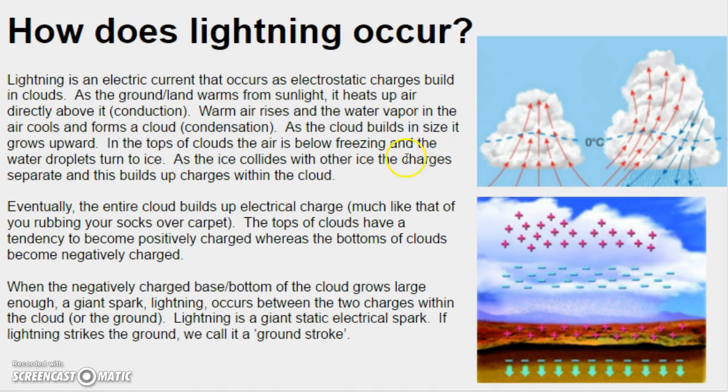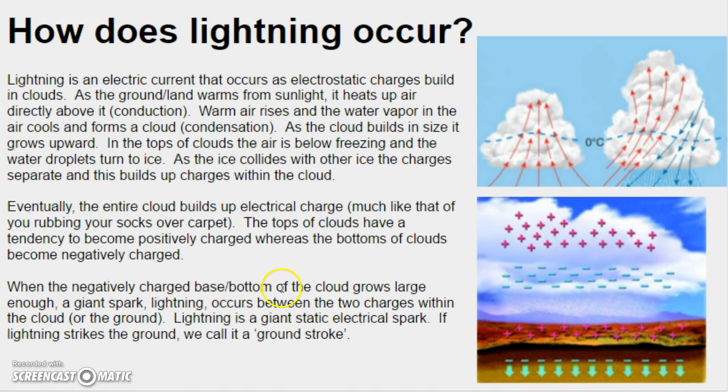As the ice collides with other ice, the charges separate, and this builds up charges in the cloud. We can see that in this picture here. Eventually, the entire cloud builds up electric charge, much like you rubbing your socks over carpet, just on a much larger scale. We're talking the difference between your feet versus thousands to tens of thousands of square miles. The tops of clouds have a tendency to become positively charged, whereas the bottoms, or the base, of the cloud become negatively charged. The charges have become separated from the interactions of ice and water droplets.